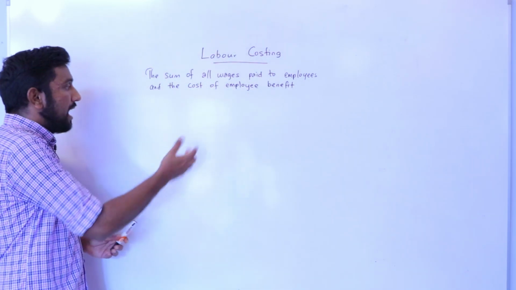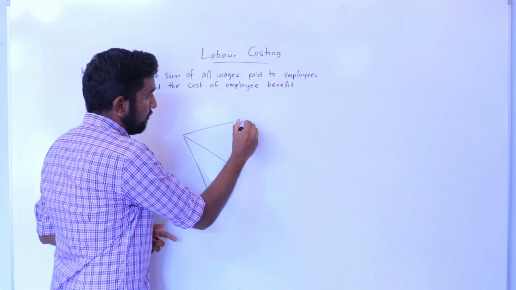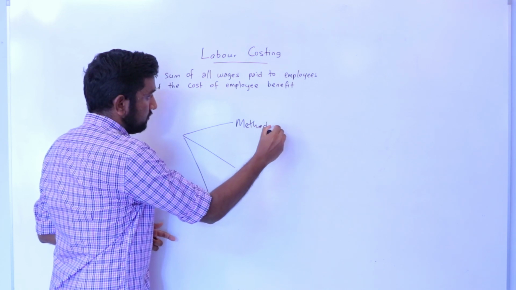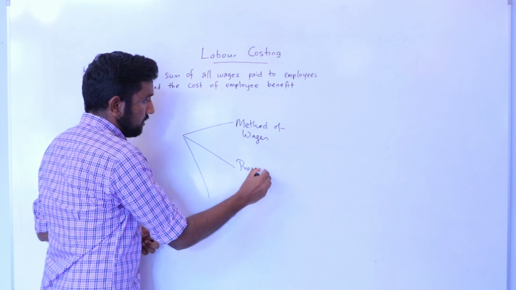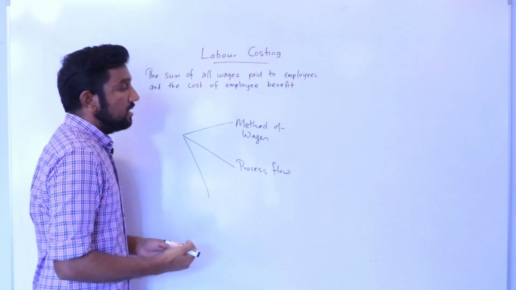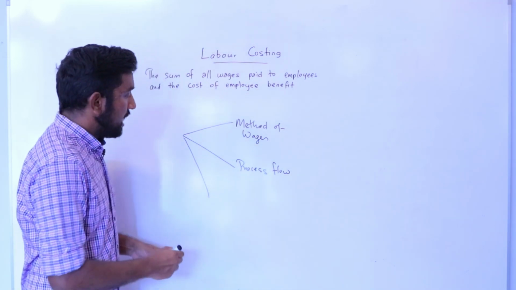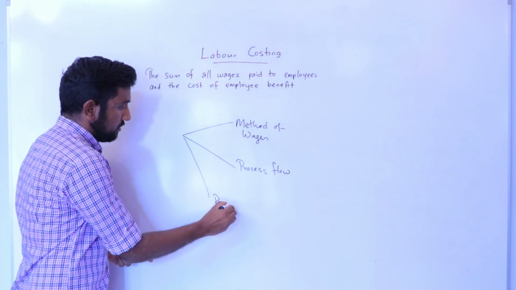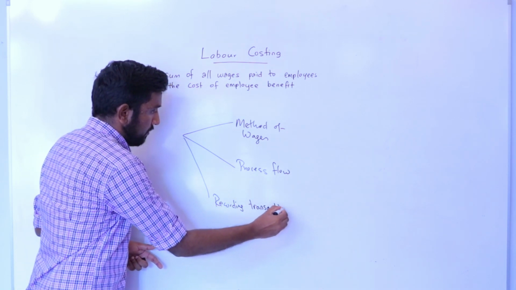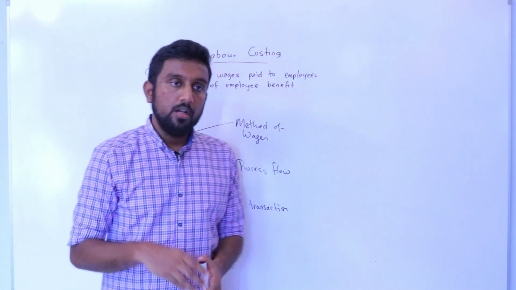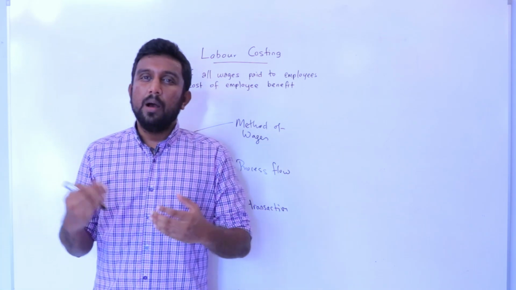Yes, I divided the chapter into three. First one is method of wages. Second one is process flow, meaning how a business does transactions related to labor costing, and third one is recording transactions. So how they are recording transactions in the pay sheet and ledger account, and journal entries related to that. So these are the three parts of the chapter.